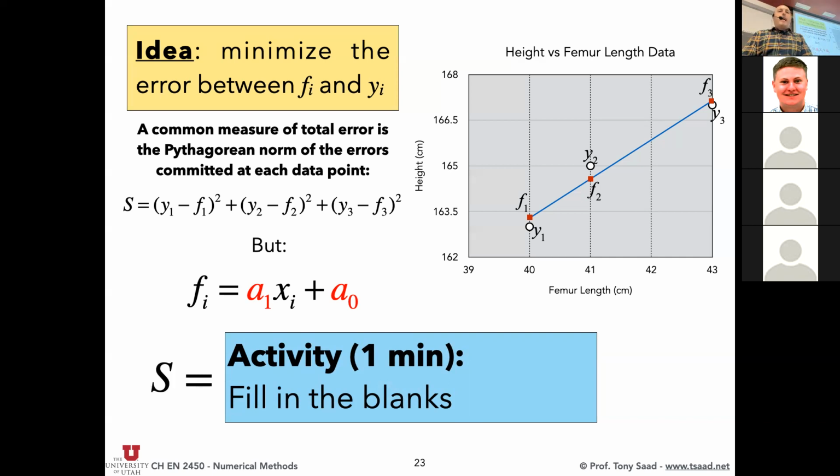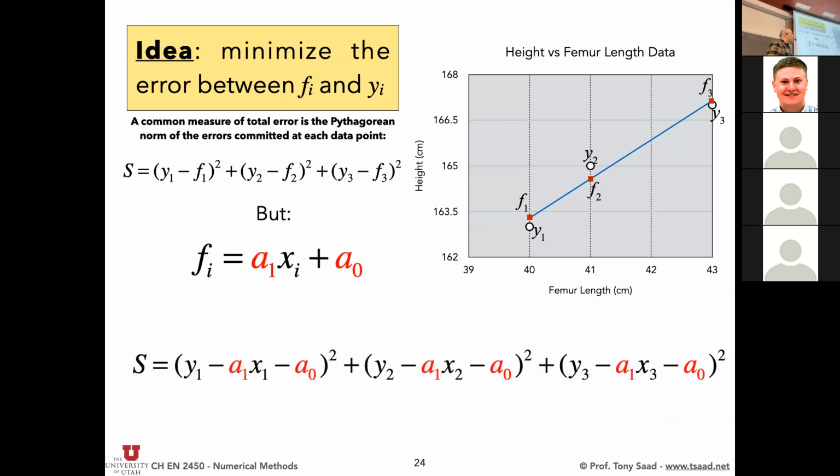I have half a minute, so I'll show you the answer. All you have to do so far is simply take Fi and substitute it. For F1 you get A1 x1 plus A naught. For F2, you get A1 x2 plus A naught. And for F3, you get A1 x3 plus A naught, all with the minus sign. That's all you have to do.